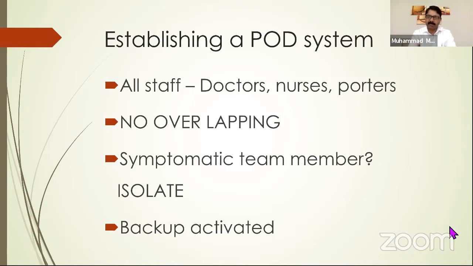So people come and work 2 days, then they will be 3 days not working. In case any of them becomes symptomatic or anything, they will be self-isolated. They will report to their relevant team member. So the basic rule is that there is no overlapping. If anyone becomes symptomatic, they contact the line manager directly and isolate. And there's another team which is for backup.